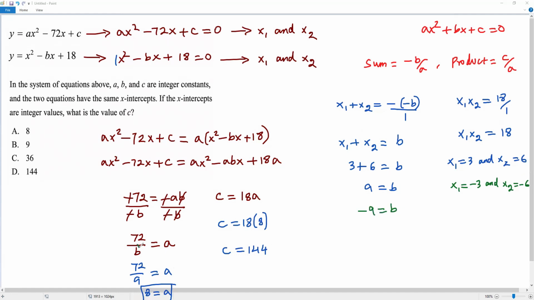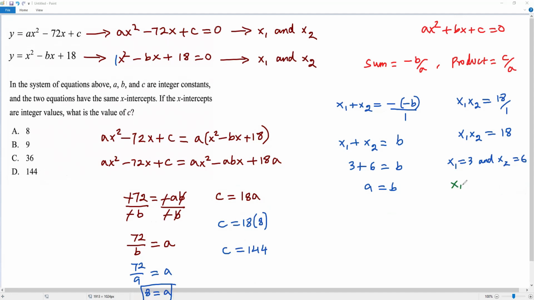When I plug in negative 9 for b in this equation, I am getting negative 8 as the value of a. When I take a equals negative 8, then the value of c in this equation will be negative 144, because 18 times negative 8 is negative 144. But in the given answer choices, we find only positive values for c. So when I take negative values for both x1 and x2, I am getting a negative value for c. It's not possible according to the given answer choices. Okay, now let's consider some other possible values for x1 and x2.